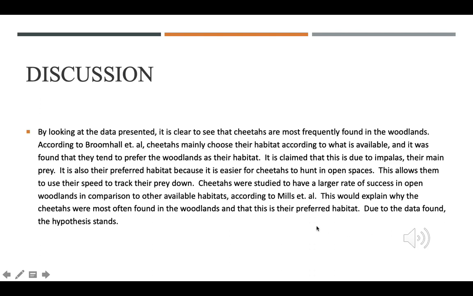By looking at the data presented, it is clear that cheetahs are most frequently found in the woodlands. According to Broomhall, cheetahs mainly choose their habitat according to what is available, and it was found that they tend to prefer the woodlands as their habitat. It is claimed that this is due to impalas, their main prey. It is also their preferred habitat because it is easier for cheetahs to hunt in open spaces. This allows them to use their speed to track their prey down. Cheetahs were studied to have a larger rate of success in open woodlands in comparison to other available habitats, according to Mills. This would explain why the cheetahs were most often found in the woodlands and that this is their preferred habitat. Due to the data found, the hypothesis stands.